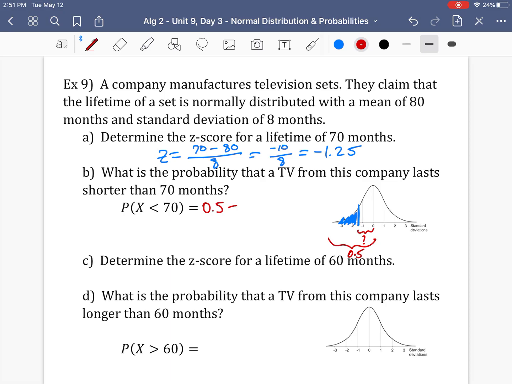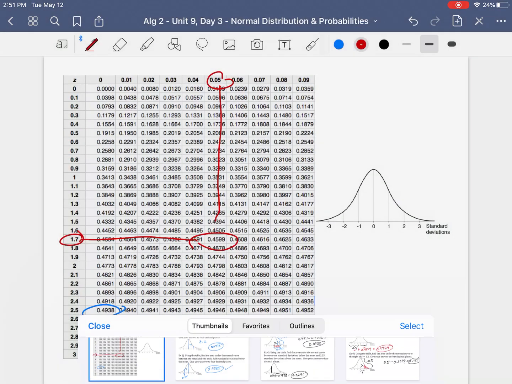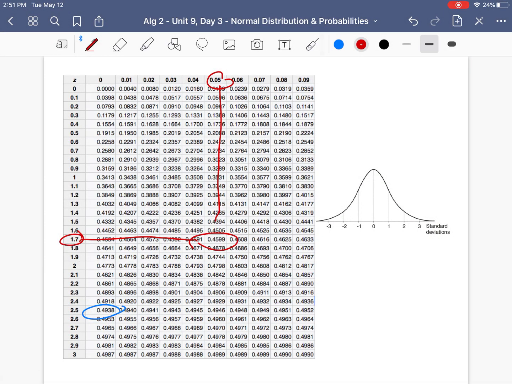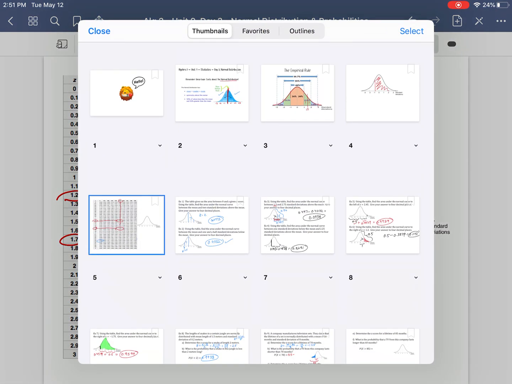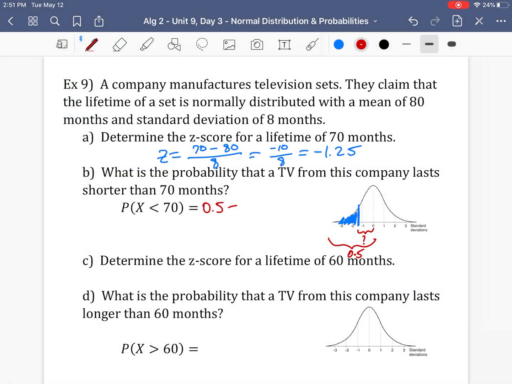So 0.5 minus, let's go look up the area for the z-score of negative 1.25. So here's 1.2. There's my 5, 0.3944. And it should be a really small answer, right? That blue area is really small. So it makes sense. 0.5 minus 0.3944, I get 0.1056.